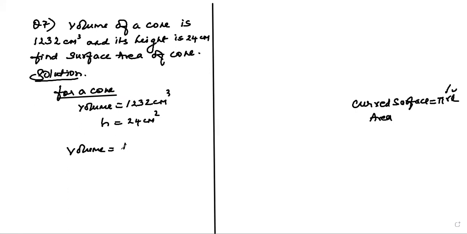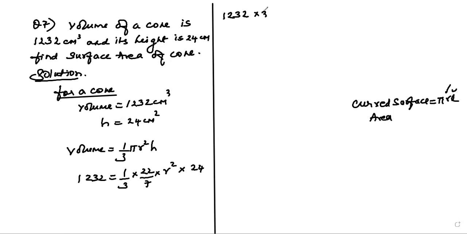So volume of a cone is 1/3 pi r square h. So 1232 is equal to 1/3 into 22/7 into r square, which is not known, but h is known, 24. Now r square you want. So 1232 into 3/7. Whatever is at the bottom will go up, and whatever is at the top will come down. So what all will come down, son? 22 will come down, 24 will come down, is equal to r square.